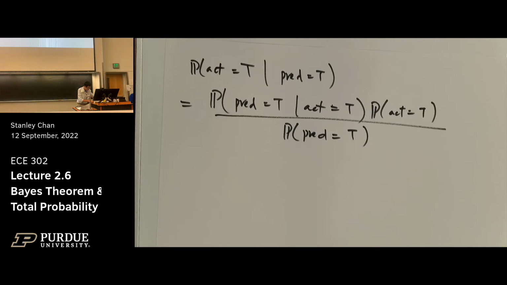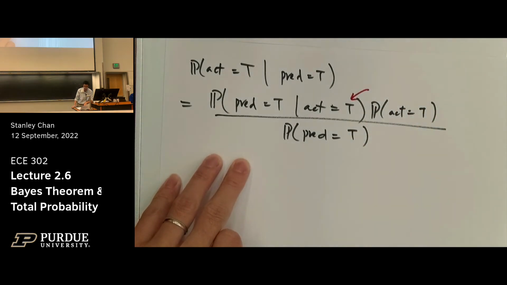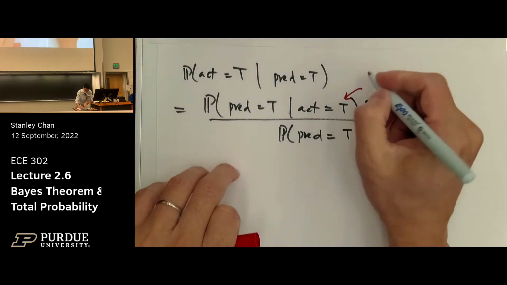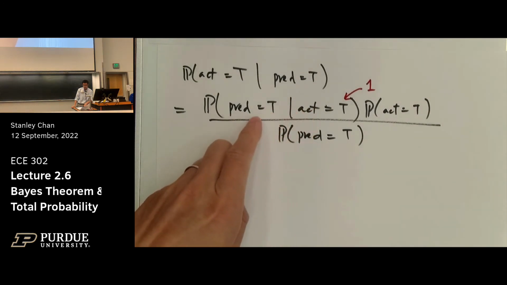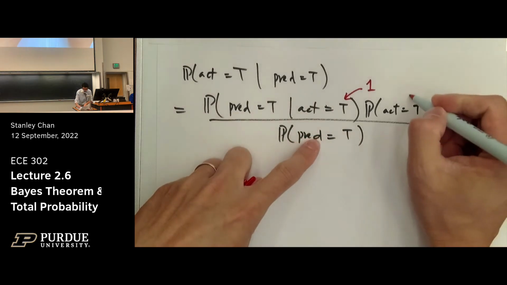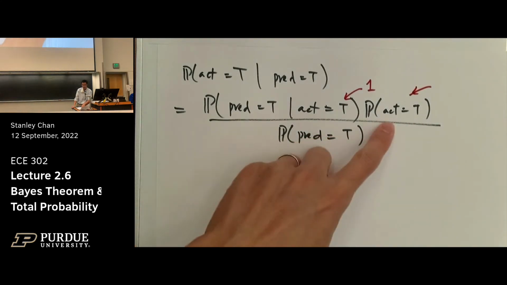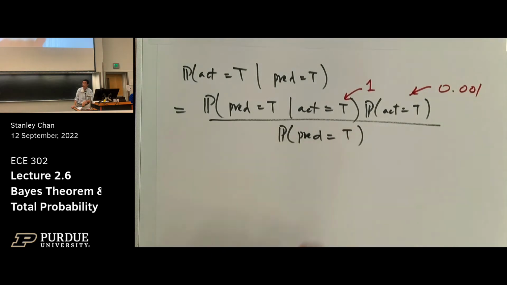So do I have these numbers? Of course I have these numbers. This probability is 1 because the actual is true, the prediction is true, that's just the true positive rate, so that's 1. This is the probability of getting a disease. This is 0.001. I know that. How about the denominator? I don't know that.